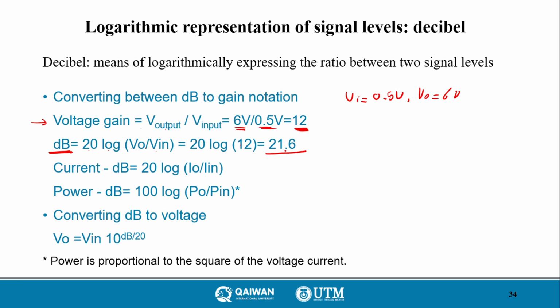For the current, it will be the same way: 20 log the output current divided by the input current. But for power, in dB, it equals 10 log Pout divided by Pin. This is proportional to the square of the voltage or current. Converting Vout in dB back to voltage, not in dB: Vout over Vin equals 10 to the power of dB divided by 20.